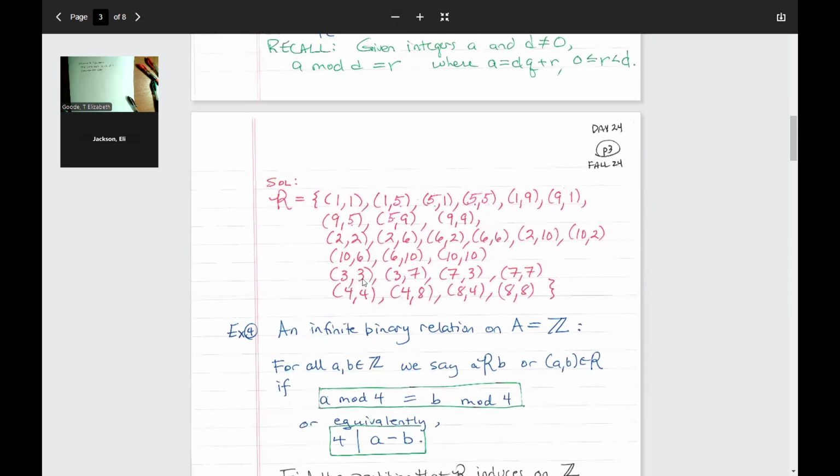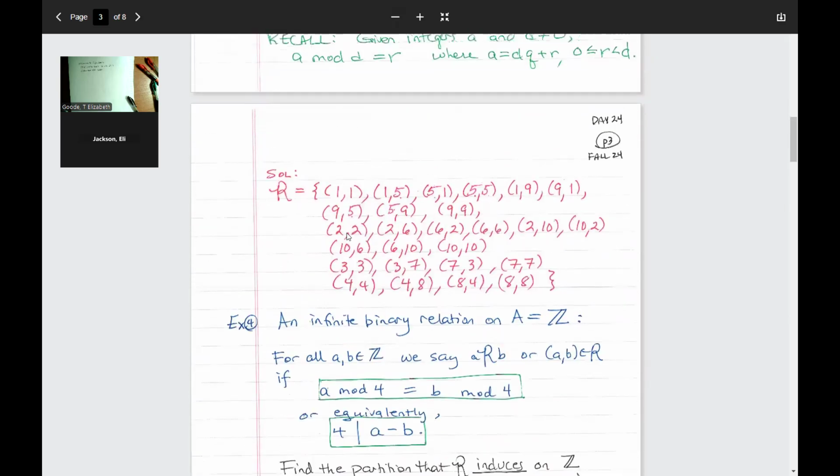So we add 3, and 3 is related to itself, because it yields the same remainder as itself. 3 and 7, 7 and 3, 7 and 7. And then the last ones are because 4 and 8 both yield a remainder of 0.